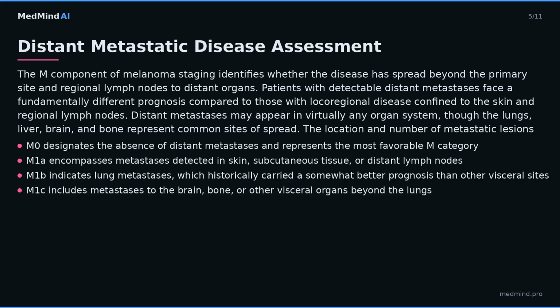The location and number of metastatic lesions significantly influence survival estimates and determine eligibility for various treatment approaches. Modern surveillance techniques, including imaging studies and laboratory markers, help identify distant metastases that may not be apparent on clinical examination alone. Key points: M0 designates the absence of distant metastases and represents the most favorable M category. M1A encompasses metastases detected in skin, subcutaneous tissue, or distant lymph nodes.